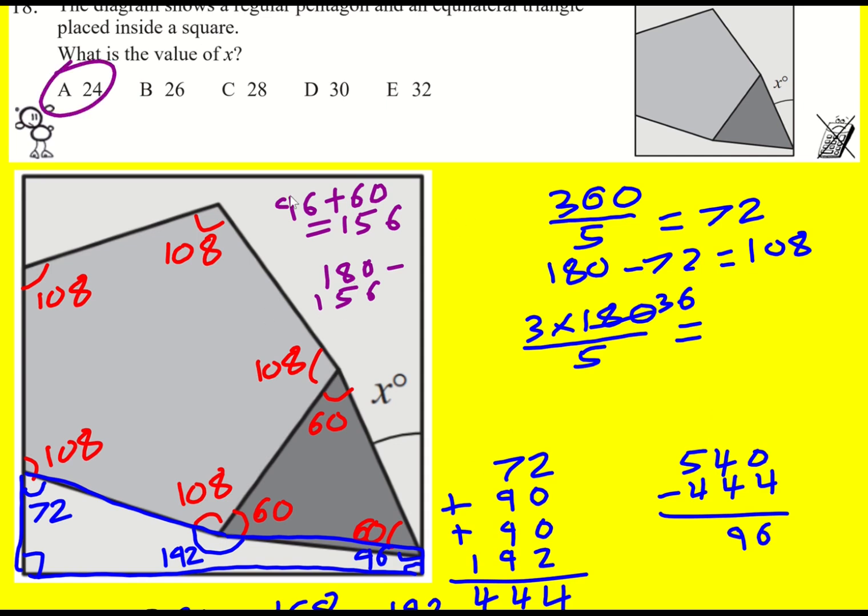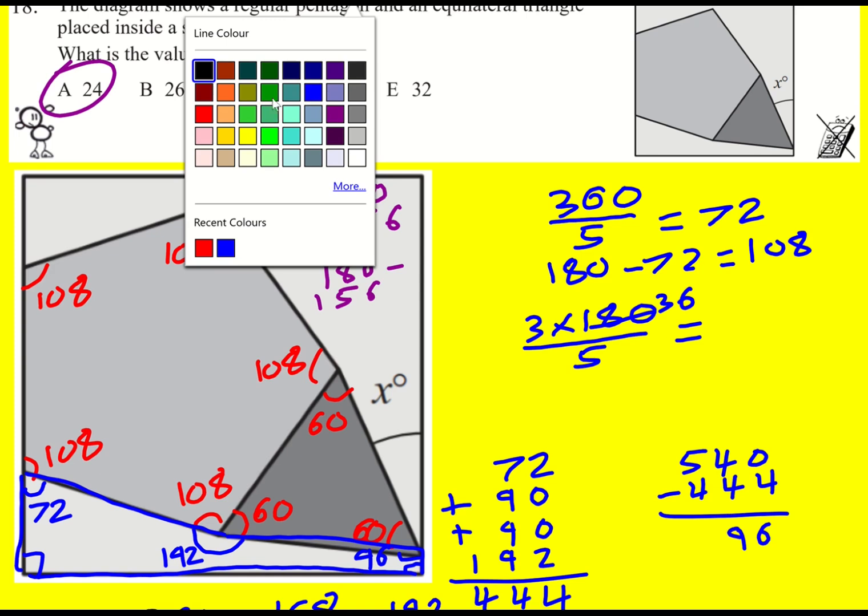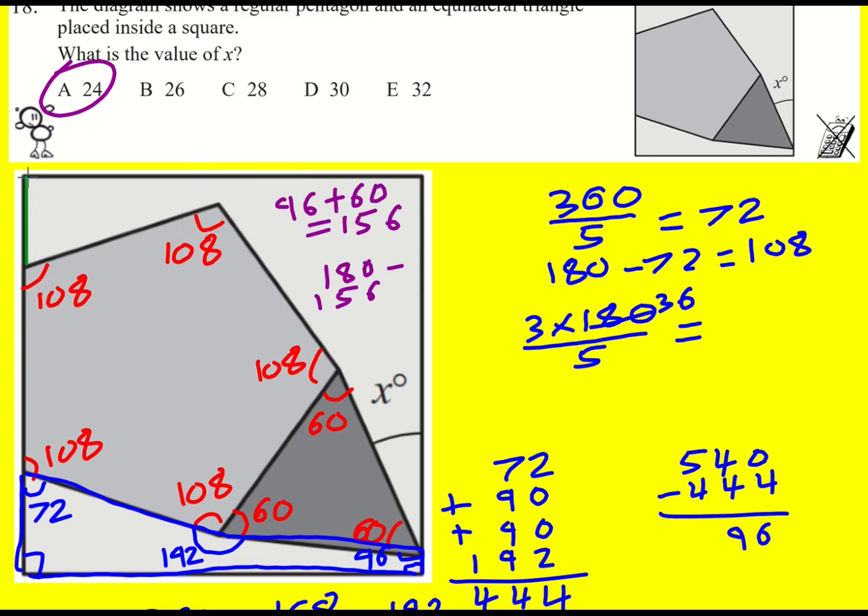So a few steps needed there, but I'm just using angle facts to get to the answer. The alternative way of doing this question is instead to look at this shape. 1, 2, 3, 4, 5, 6. This is actually a hexagon. So in a similar way, actually, this is going to add to 720. 4 times 180. Can work out this angle, 72. This is 90. This is 90. We can work out that one. It's going to be 192.